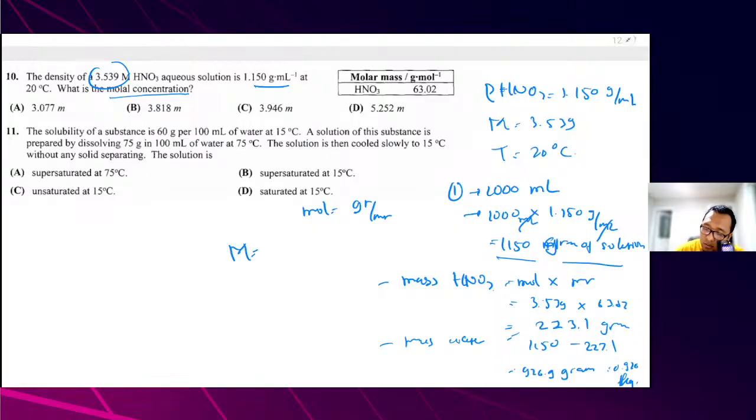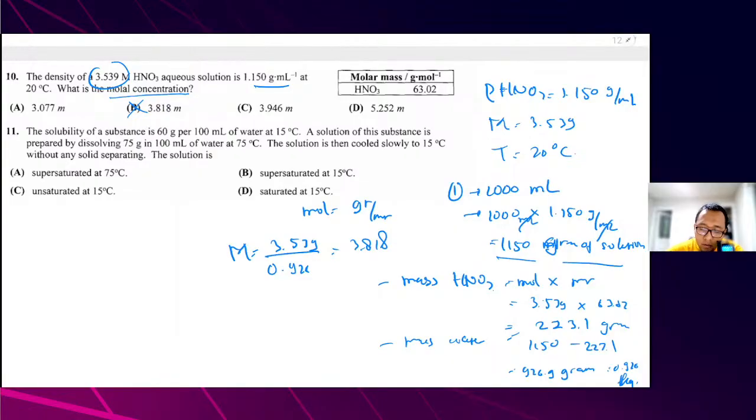Okay, now we need to know the molality. It's pretty simple. We just put in the mole of this one, 3.539 divided by 0.9269. So the answer is around 3.818 m. All right, so just remember that we use density to get the total solution mass, and then subtract solute mass to get the solvent, okay, then plug into the molality formula.